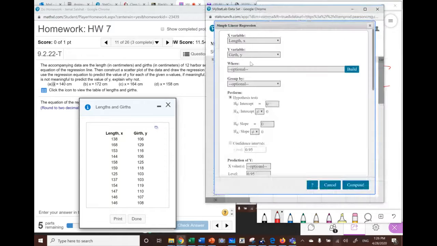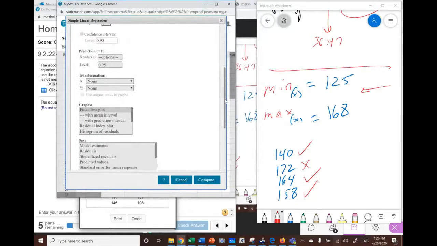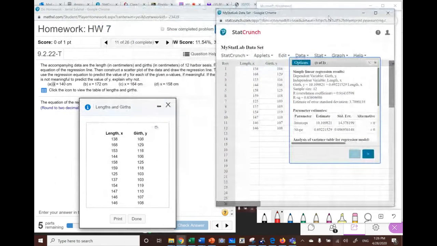So let me go back to here. I'm going to go down to where it says predict the y. I'm going to put 140, comma, 164, comma, 158. So I'm going to predict for 140, 164, and 158, but I'm not going to predict 172. For 172, I'm going to say I cannot predict; if I do predict, my prediction will not be accurate. It's not reliable. So compute in here, and you get the results that you're looking for.